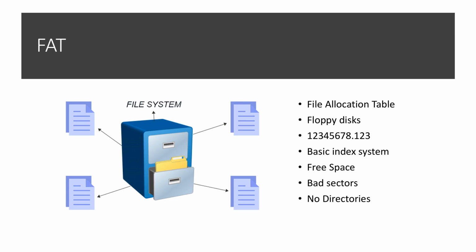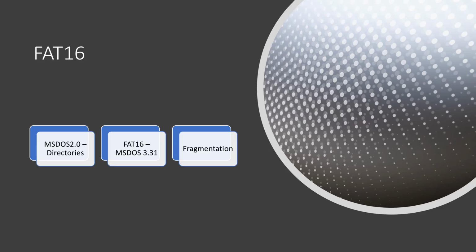This was fine for floppies, but soon enough, IBM released a 20 megabyte hard drive. And now FAT had to be updated. So Microsoft released MS-DOS 2.0 with directory support. Files could now be nested inside folders. By 1987, FAT was replaced by FAT16. It could support up to 2 gig hard drives.